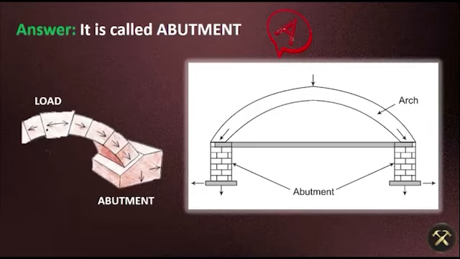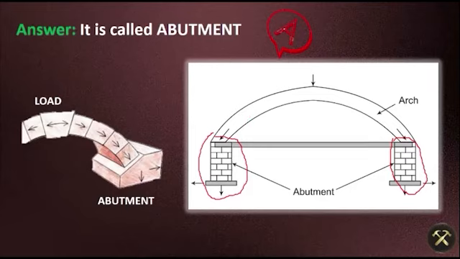In this image you can see the load going down to the abutment, and in this picture it's clearly shown that on both sides we have abutments. So it's called an abutment, the member on which the arch rests.